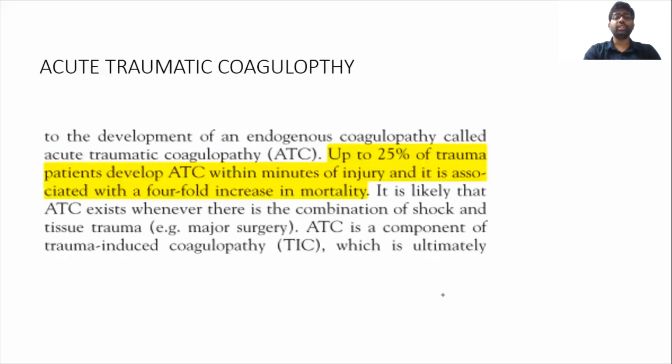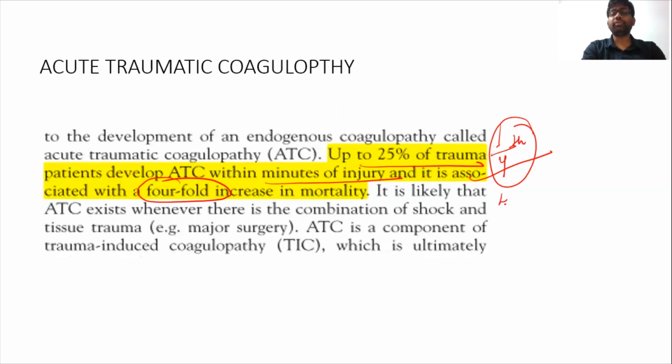Because of the mortality. This is mentioned clearly in Bailey and Love that 25% of trauma patients will develop this acute traumatic coagulopathy within minutes of injury, and it is associated with a four-fold increase in mortality. So this entire sentence is an MCQ. One-fourth of the patients will undergo this, and there is 4 times increased mortality. So just remember this figure, which can be put up as an MCQ: acute traumatic coagulopathy.